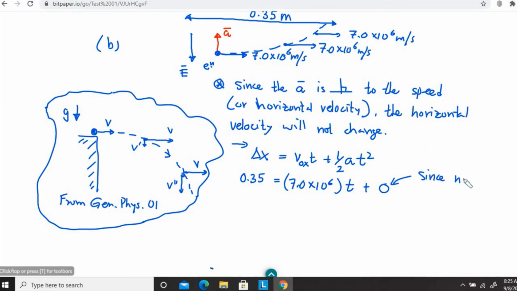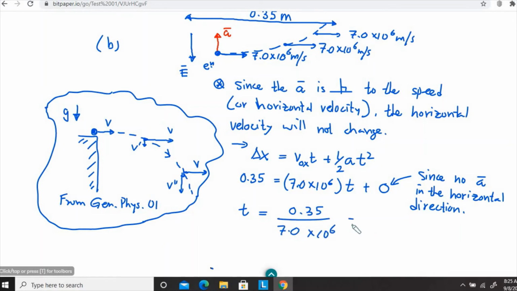Since there's no acceleration in the horizontal direction, that's why it's 0. Okay, now we can simply solve for time. You'll see 0.35 over 7.0 times 10 to the power 6 seconds, and the time you will see is going to be 5.0 times 10 to the power minus 8 seconds. Okay, so that's the answer for part B.